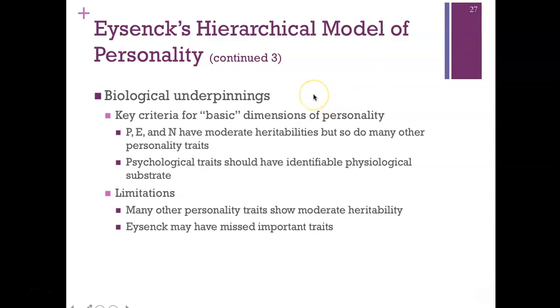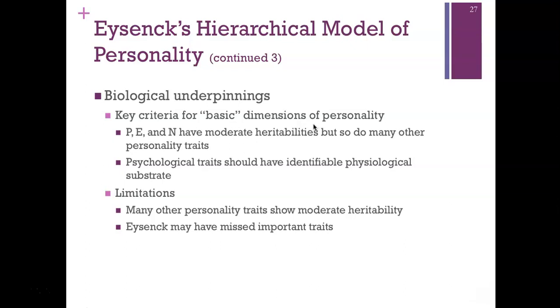So, continuing along, finishing up Eysenck's hierarchical model of personality, we said before that there are biological underpinnings to these major basic dimensions of personality. So he identified these three: psychoticism, extroversion, neuroticism. When we take a look at what the research finds, there seems to be some moderate connection to heredity, but so do a whole bunch of other traits, right? These are not the only traits that have some biological or genetic basis.